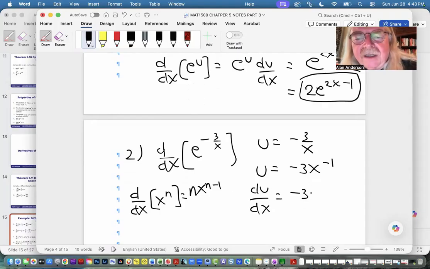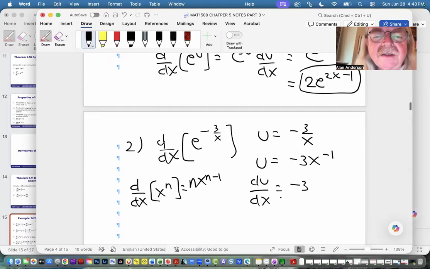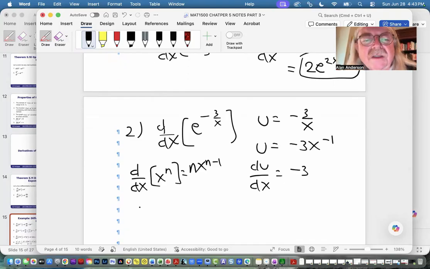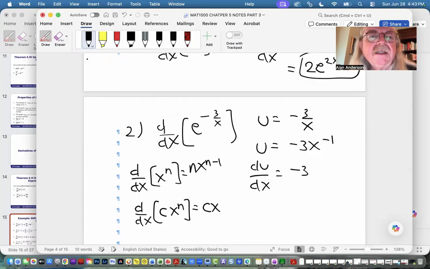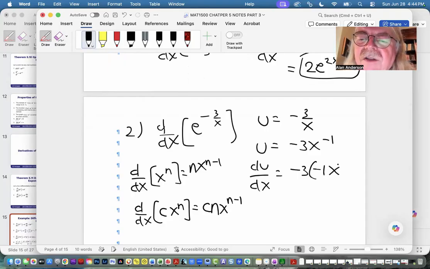And then that means here we're going to have, oh, and if there's a constant, they separated these two rules in the slides. Let's do this. c n x to the n minus 1. All right, so the c is a constant. It's just being attached to the answer here. So therefore here, what do we have? Negative 3, negative 1, x to the minus 2, or positive 3 over x squared.